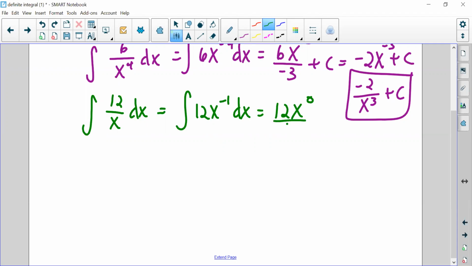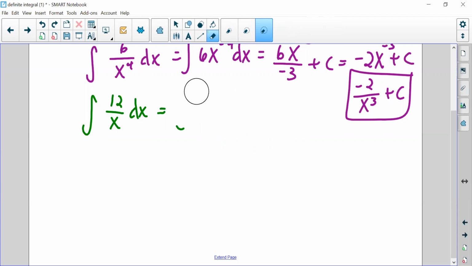0 over 0. What the heck is that? It's supposed to be 1, like the natural log. So this one, you cannot use the power rule. If you ever get that over 0, then you realize you cannot do the power rule. So you have to think about what function, when we found the derivative of it, was equal to 1 over x.